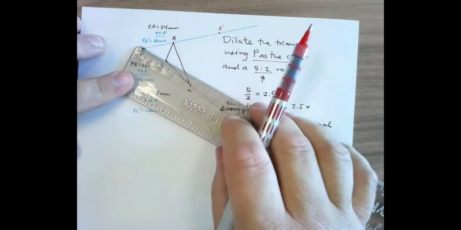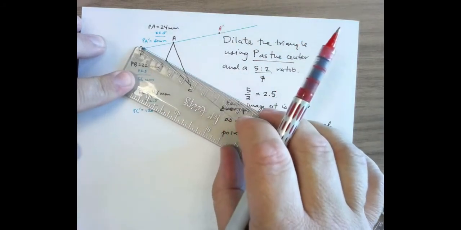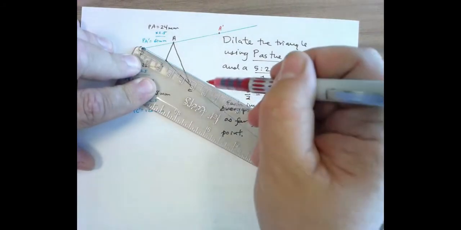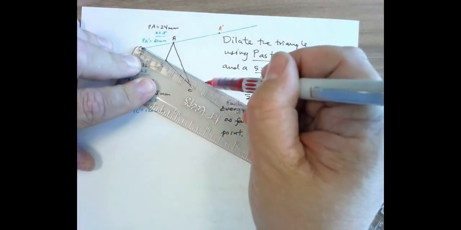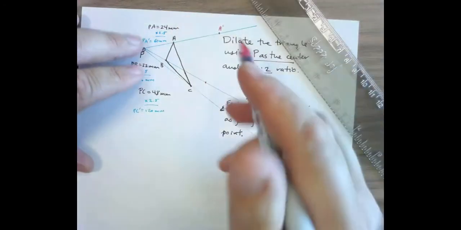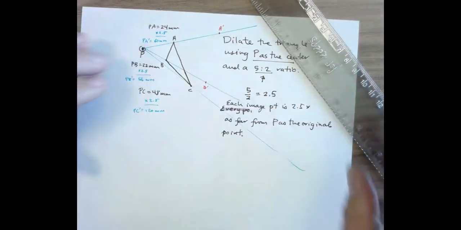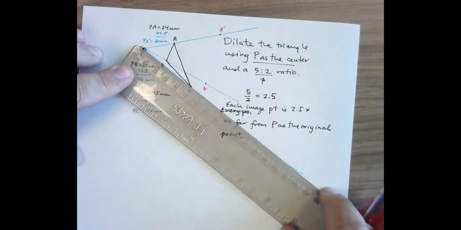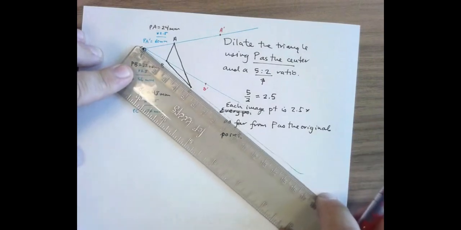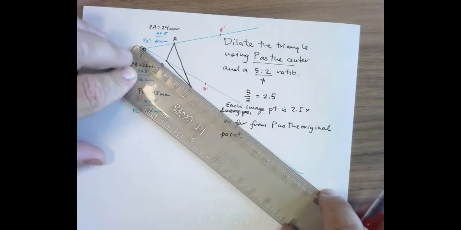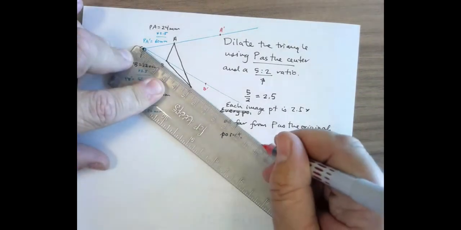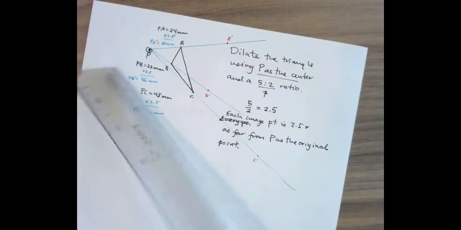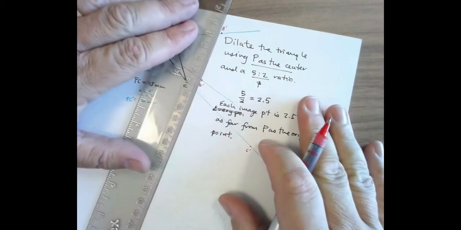Here's my line P to B, and that has to be 55 millimeters, 5.5 centimeters. So that's going to be right there. So that's B prime. And then P to C prime is going to be 120 millimeters. That's way at 12 centimeters. It's way down here. So that's C prime. And then I connect the dots in the same order.